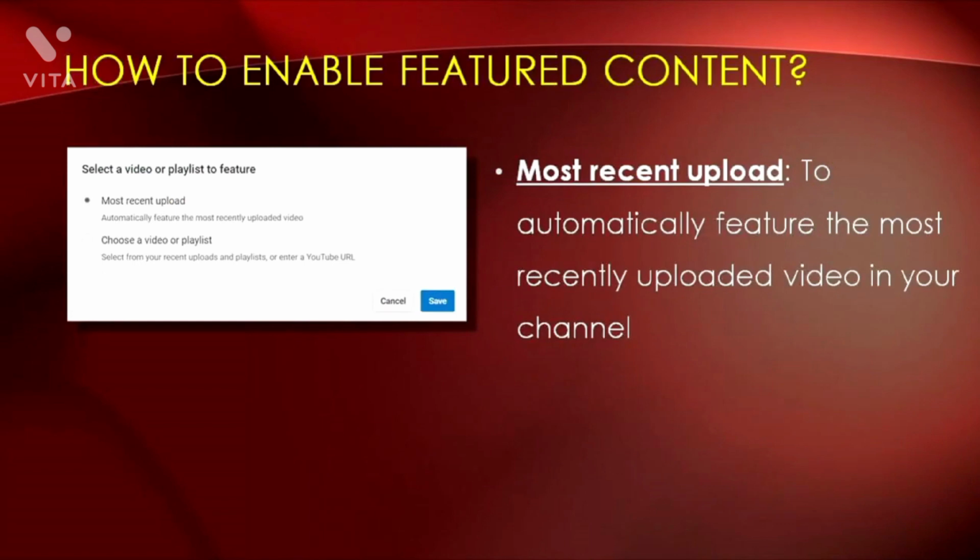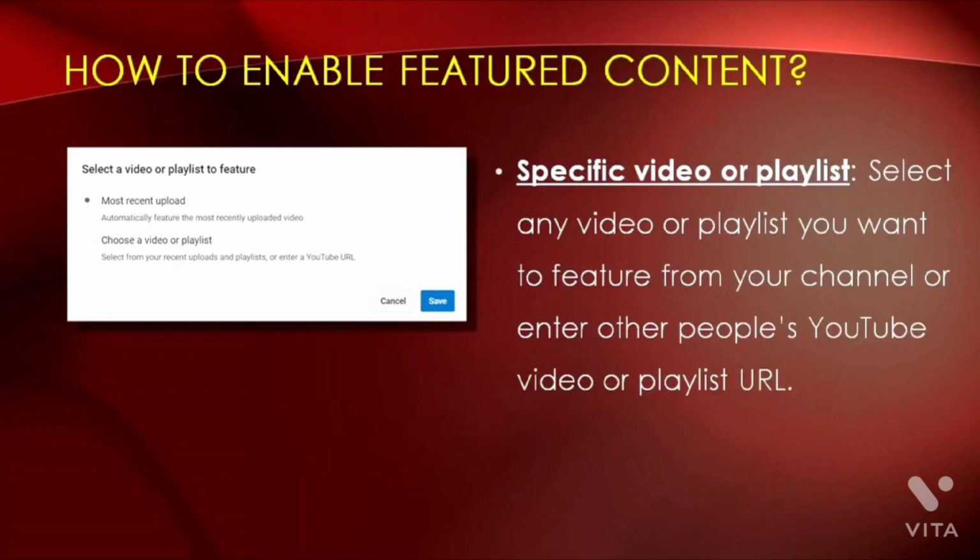Most Recent Upload is where you choose to automatically feature the most recently uploaded video in your channel. This means that YouTube will automatically feature the video that is most recently uploaded in your channel in the featured video slot. On the other hand, specific videos or playlists is where you can select any video or playlist you want to feature from your channel, or you can enter other people's YouTube video or playlist URL.